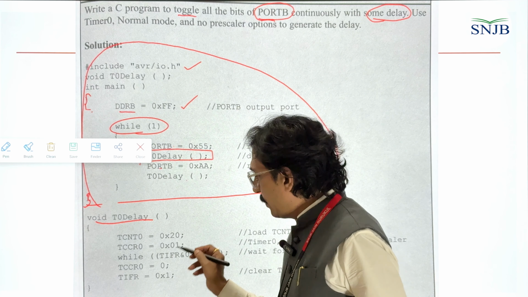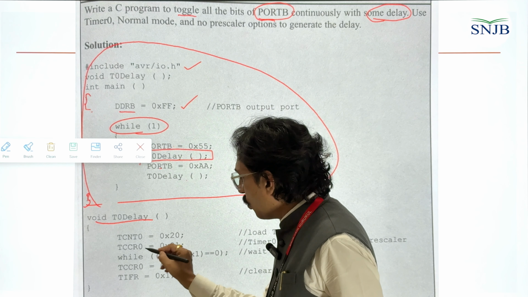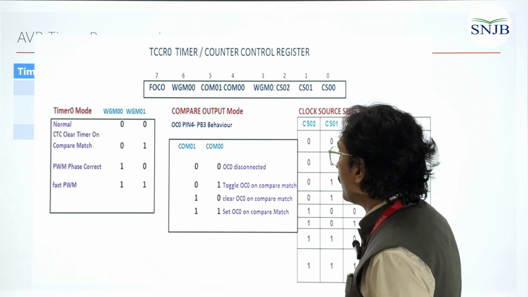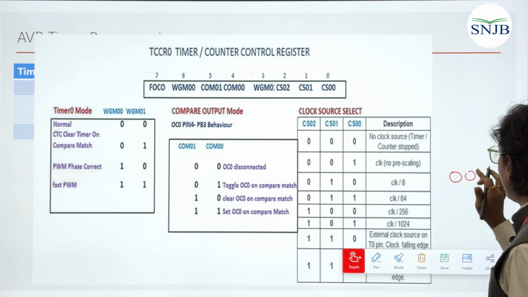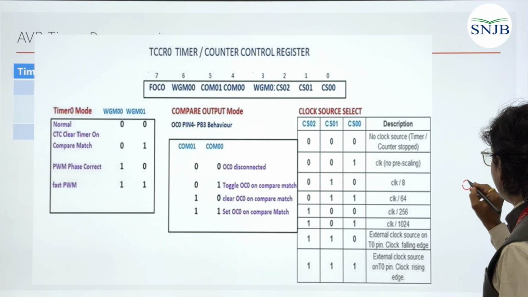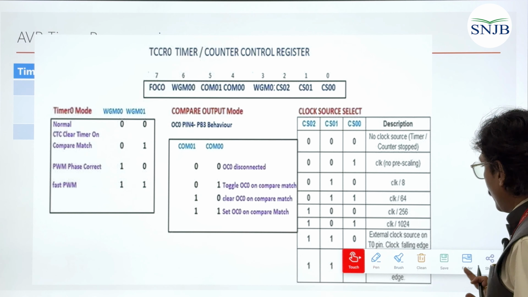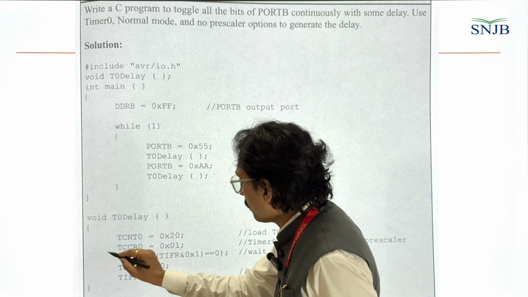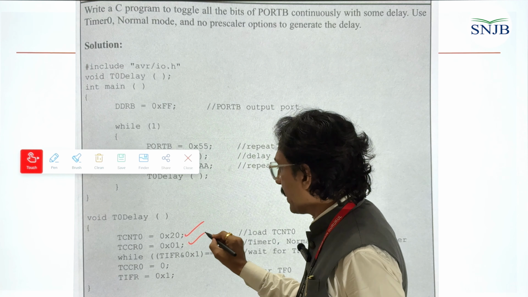20 value. You can put any value over here. And the TCCR0 value, which I have quoted over here in the previous slide. Here I have quoted that 00001 value. This value. So this value we put over here: 20 here and 01 over here.